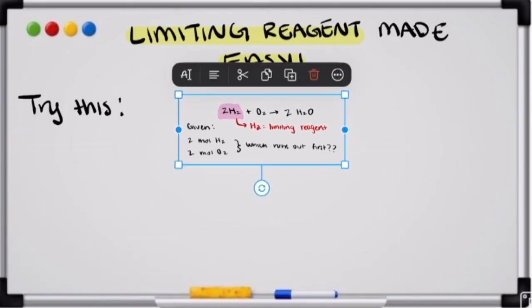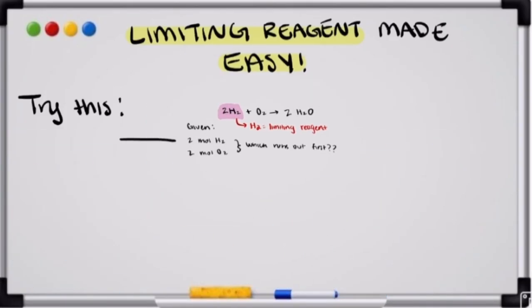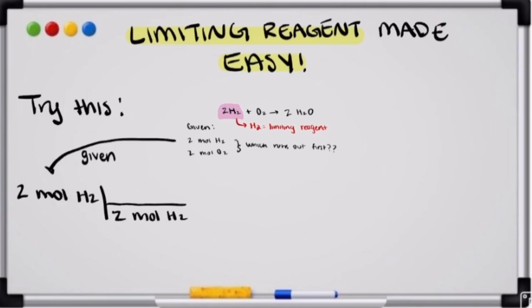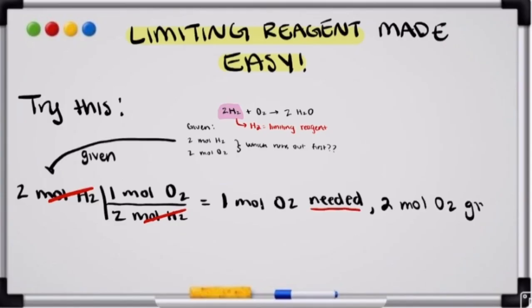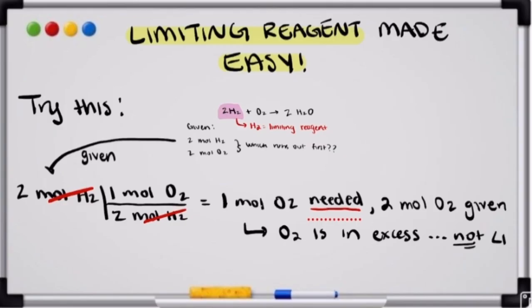So we'll follow the same procedure as the other problems. First, we're going to use what was given to us, and then we're going to convert one reactant to another reactant using the balanced equation molar ratio. We find that we need 1 mole of oxygen, but we're given 2. So oxygen must be in excess and it cannot be the limiting reagent. So our only other reactant, hydrogen, must be the limiting reagent.